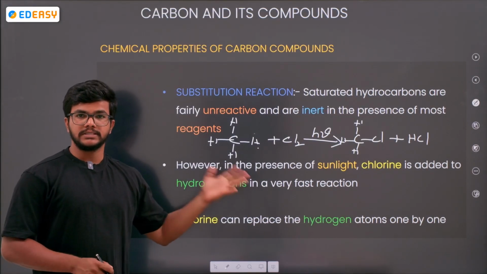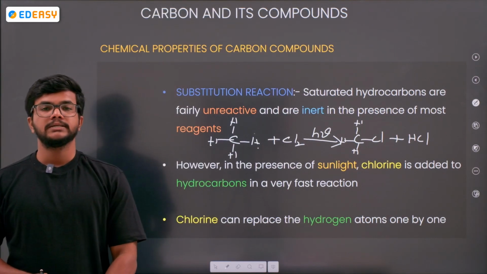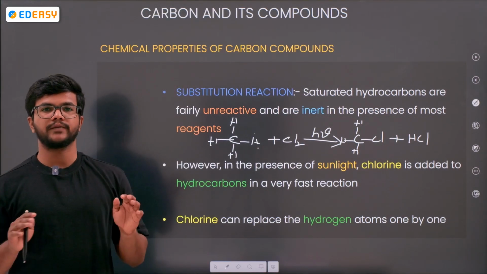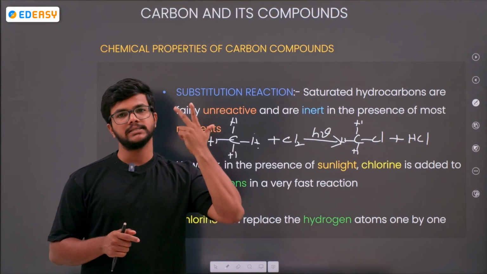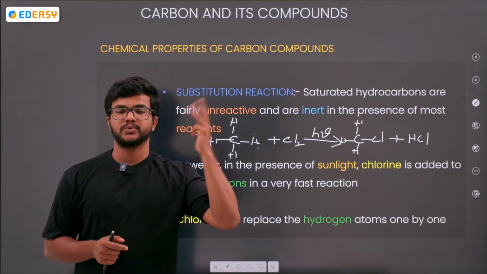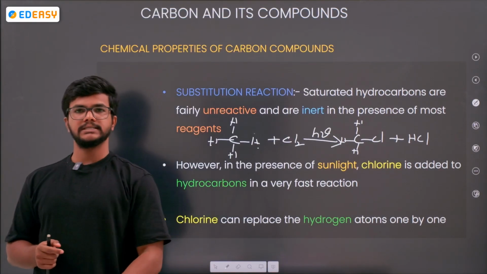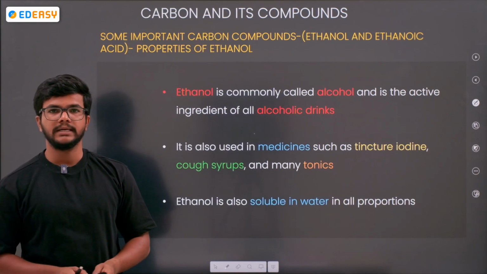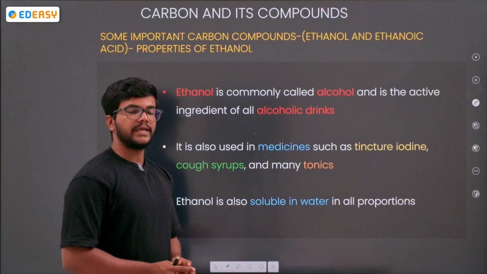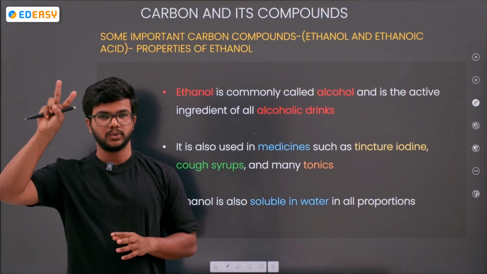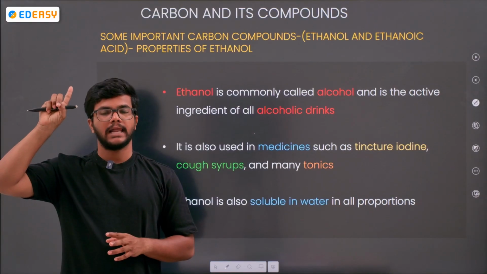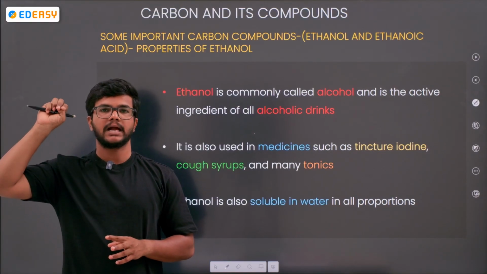Okay, so this is the substitution reaction. We have completed the 4 types of reactions of organic compounds, that is combustion reaction, oxidation reaction, addition reaction and substitution reaction. Next topic is very important. Here we have some important compounds in the carbon compounds. There are 2: ethanol, an alcoholic compound, and ethanoic acid, a carboxylic compound.